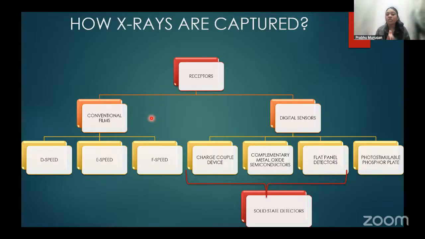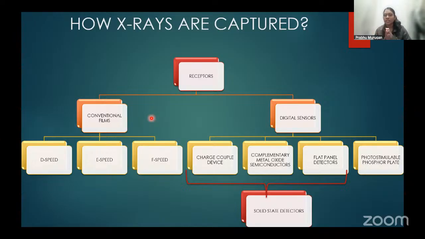Conventional films, both intraoral and extraoral, exist in three main speeds: D speed, E speed, and F speed. Among these three, E speed is the most commonly used. The D speed and F speed films are differentiated by the shape of the crystals, which gives the different speeds. I will explain it in detail in the forthcoming slides.